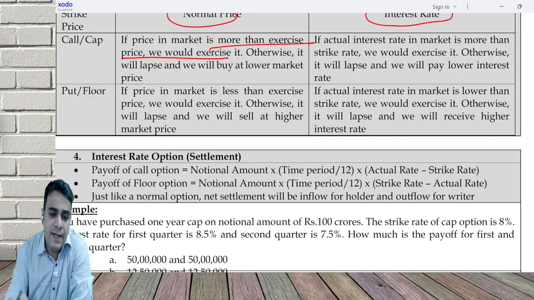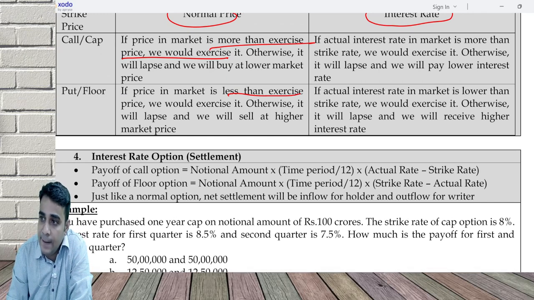Floor: if the price in the market is less than the exercise price, we will exercise it. Otherwise, I will leave it and sell it at a higher price. Same thing, if interest rates are lower, I'll use the option to get minimum income.